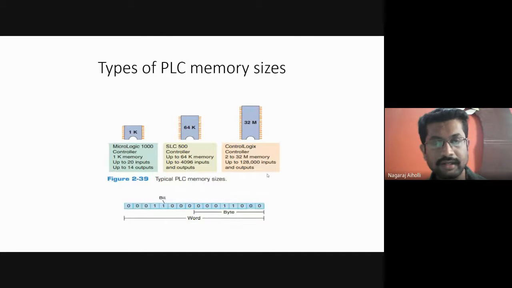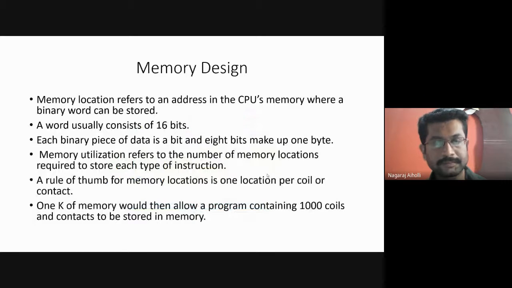This is where we have discussed the different PLC memory sizes. Then memory utilization is defined as the number of memory locations required to store each type of instruction. How many memory locations are needed to store one instruction? That is called memory utilization. Then one contact takes 1 bit of memory. If it is storing 1 bit of memory, that refers to one contact or one coil or one switch.